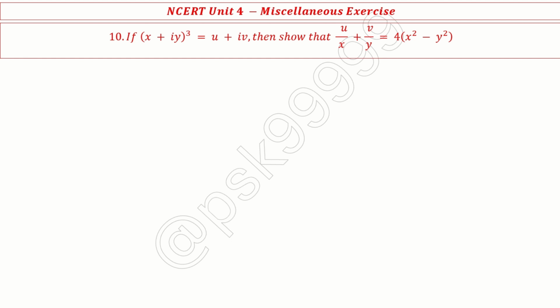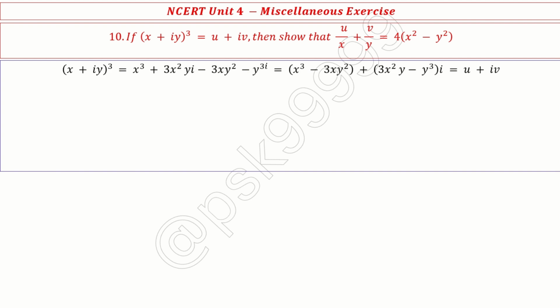Next, (x plus iy) whole cube equal to u plus iv. Show that u by x plus v by y equal to 4 times (x square minus y square). This is a simple proof. First thing is, expand (x plus iy) whole cube. Then compare with the imaginary part and real part.